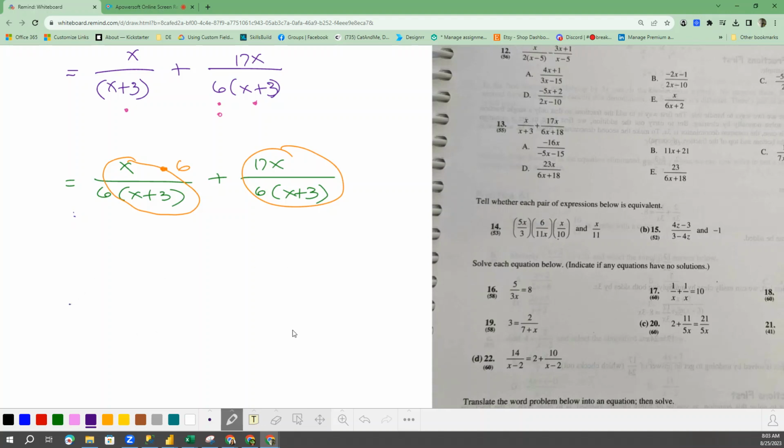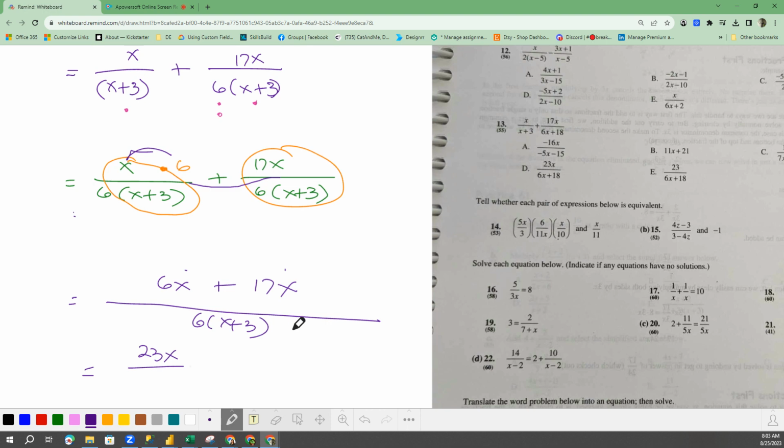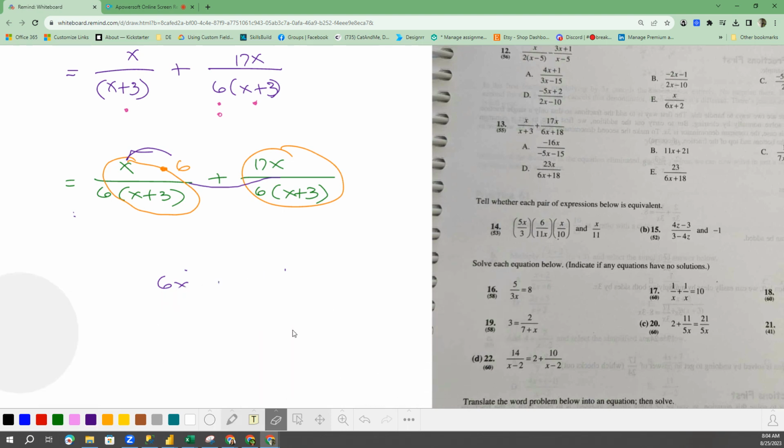All right, so this is just as if you're doing that, extending that. So 6 times x plus 3, and then 6x, because 6 times x is 6x, plus 17x. Well, these two and these two can combine, and that would become 23x over 6 times x plus 3. Now, this is already an answer, but I don't think it's going to be there, so you need to do a little bit more simplifying on that.